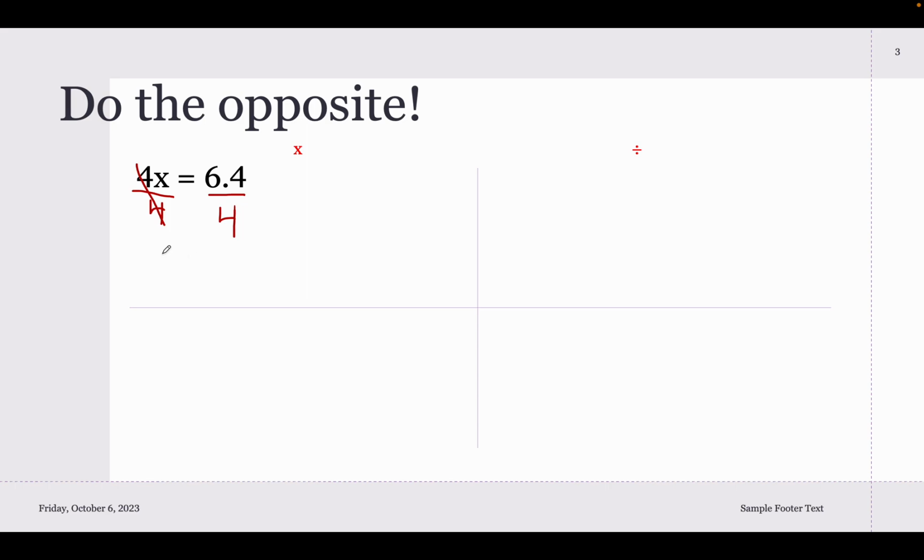Now, you can actually do that on a calculator and go 6.4 divided by 4, and it'll come out with a decimal, I believe. Let me check. So 6.4 divided by 4 equals 1.6. Let's go ahead and just put that down as our answer. It's a pretty simple decimal. 1.6. Ta-da! All right, next problem.